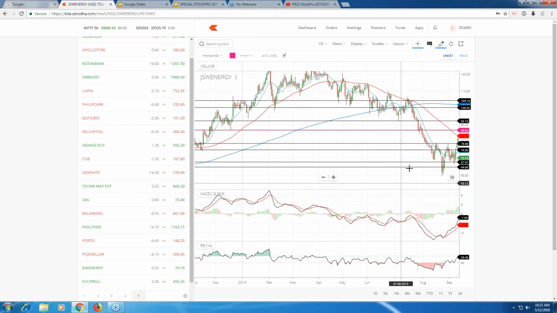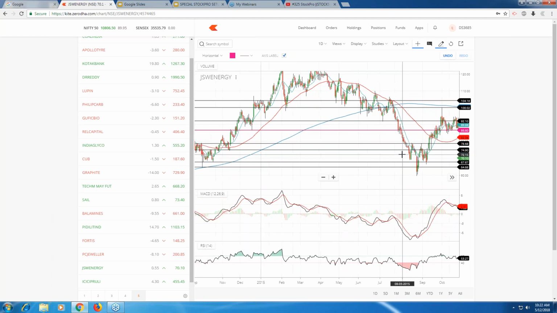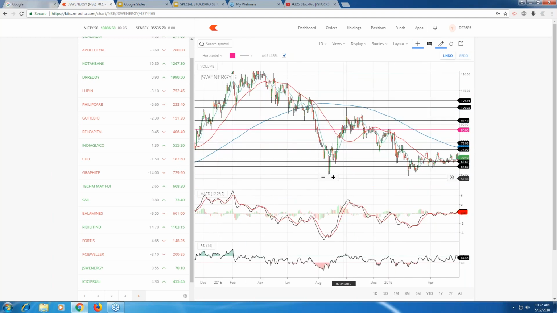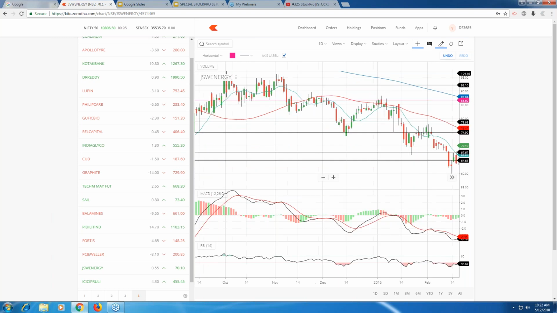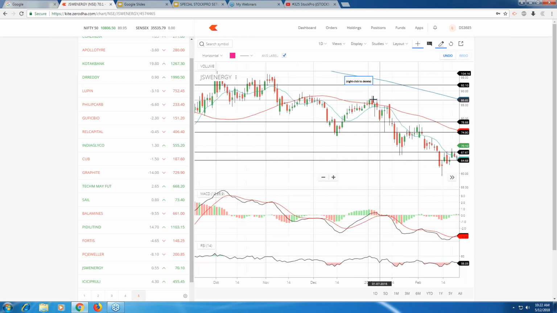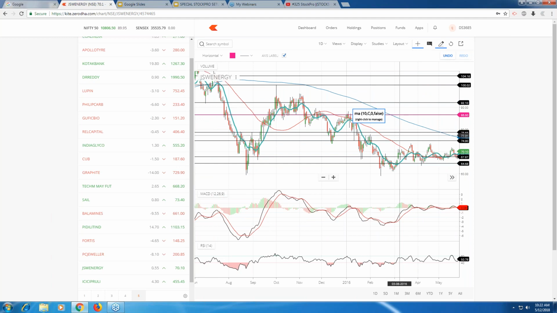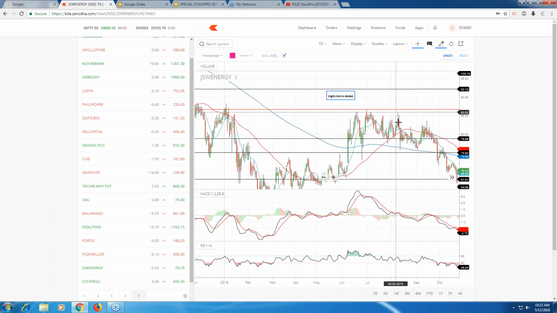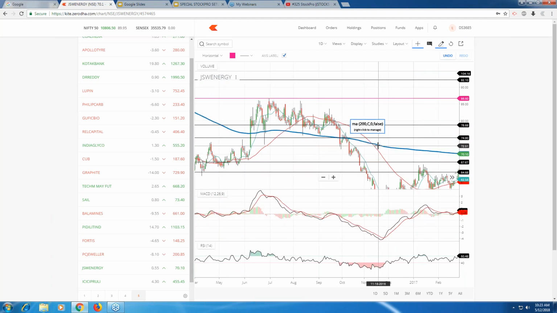Now see, let's look into the future. What happened in future on these levels? So again, the stock has taken a resistance from here. Let's look further. Again and again, this behaves as a resistance. Once, twice, thrice, and the stock has come down. So for JSW Energy, 86 was a massive resistance.